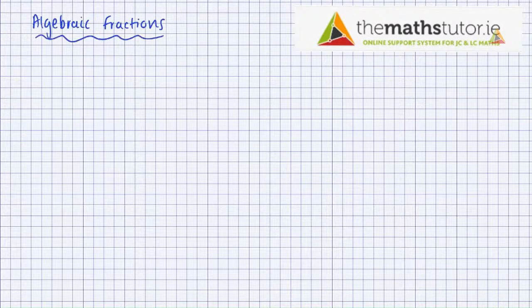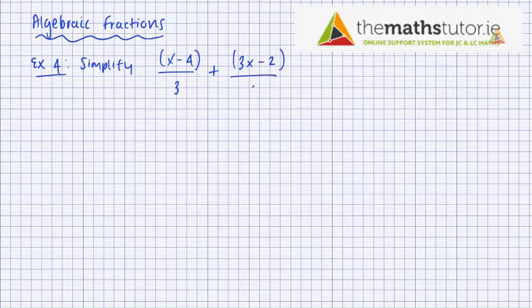So for example 4, you're going to be asked to simplify x minus 4 over 3 plus 3x minus 2 over 2. So that's what you've been asked to simplify. So again, let's get the lowest common denominator. So the lowest common denominator of 3 and 2. So what do both 3 and 2 go into? The answer is 6. So we're going to write this whole thing over 6.